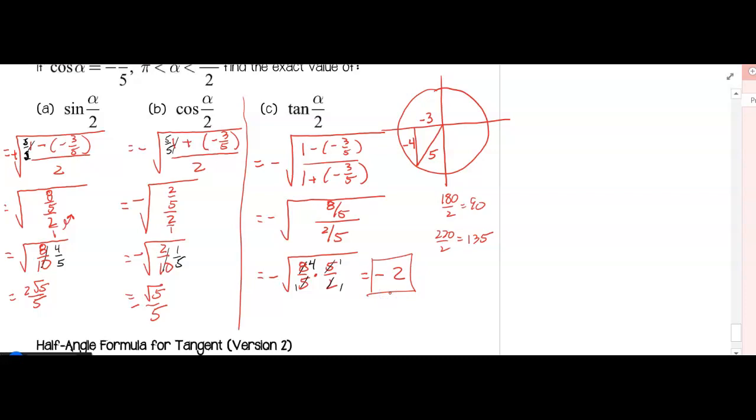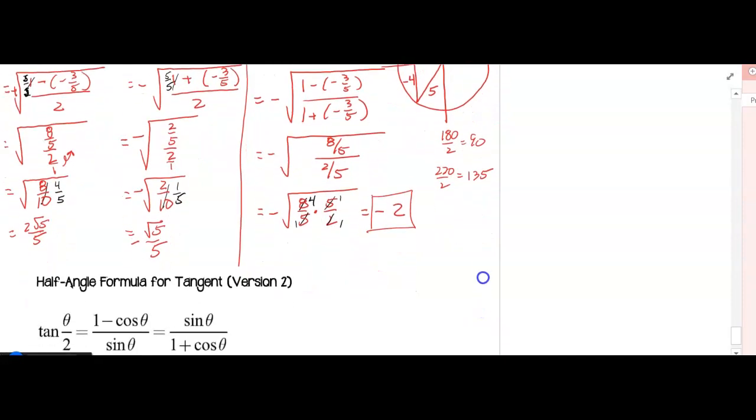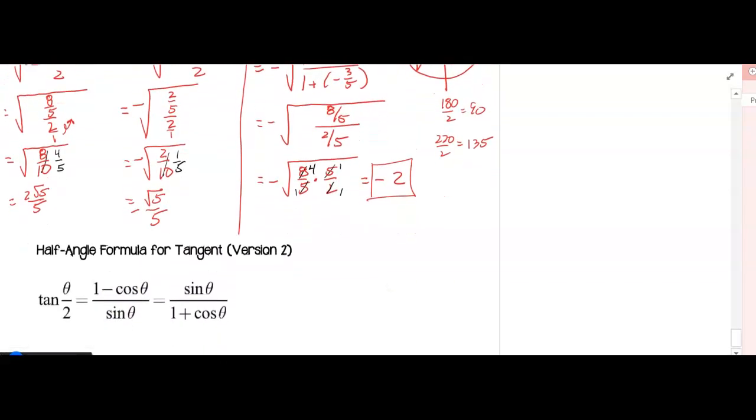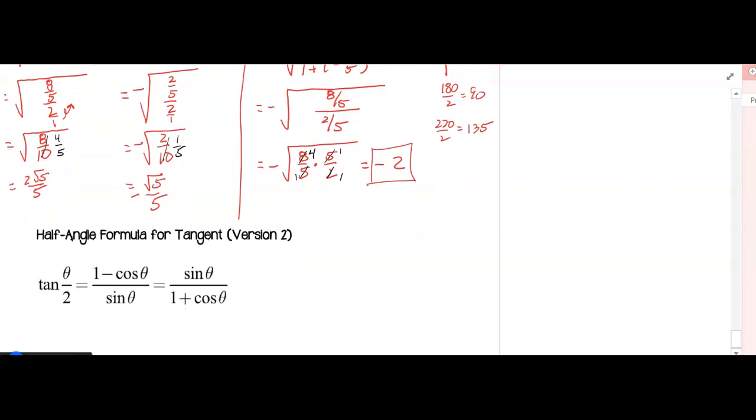There we go. All right, so again, if you have any questions, make sure you ask. And also keep in mind we have some other versions of the half angle formula for tangent. So these might be convenient at certain times. Definitely easier to simplify. You're not going to have to worry about rationalizing denominators most of the time.